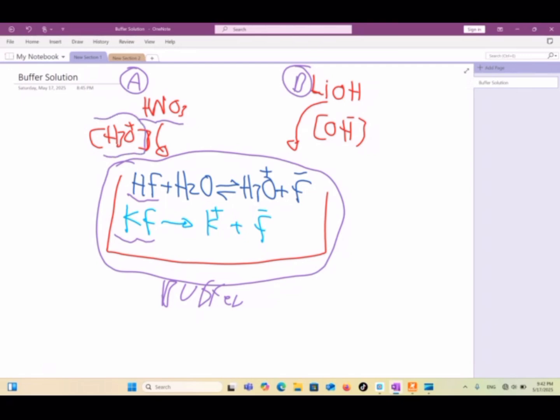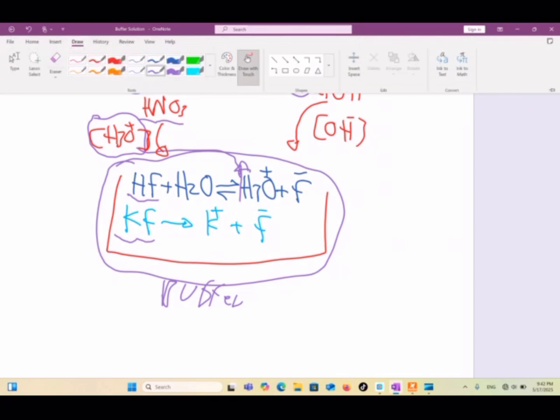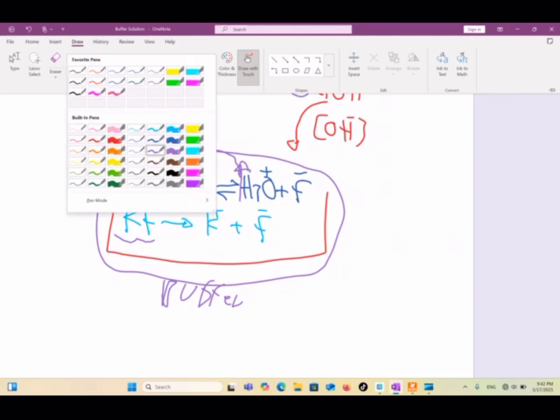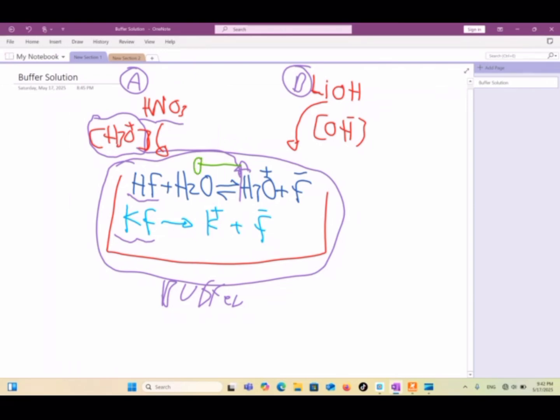Strong acid, that means hydronium. Therefore, we add to the hydronium concentration. According to Le Chatelier's principle, when we add hydronium, the amount of hydronium initially increases. And based on Le Chatelier's principle, when we add a species or a substance on any side, it shifts the reaction to the opposite side. In this case, the reaction shifts toward the reactant side.